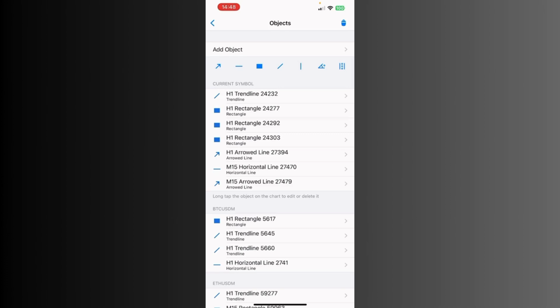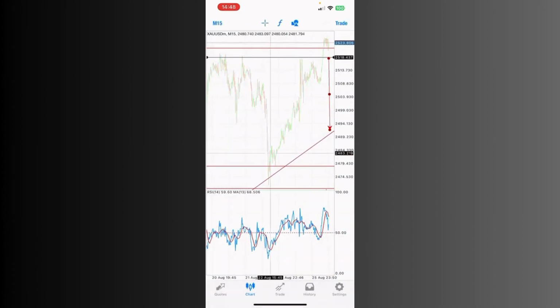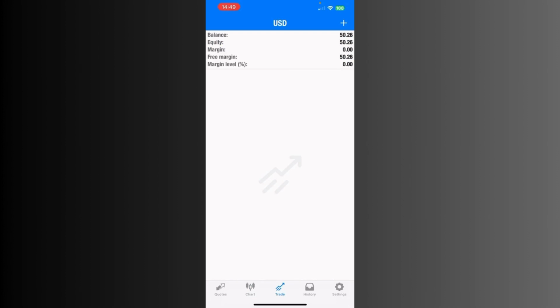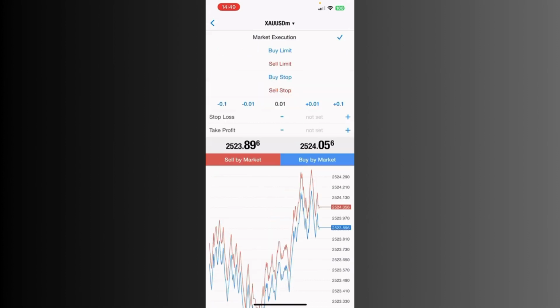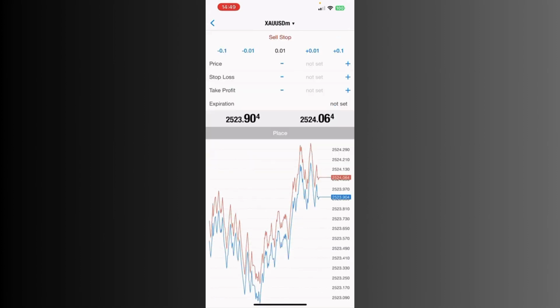As soon as price reaches here, we are going to enter the trade. Our entry price is going to be from this particular point, let's say 2517.499. We can put our sell stop at that price.